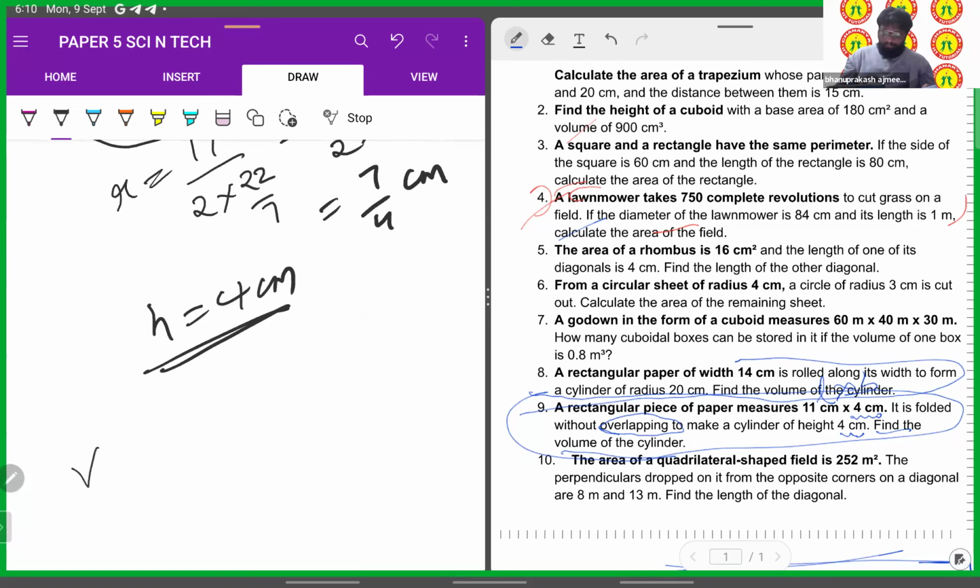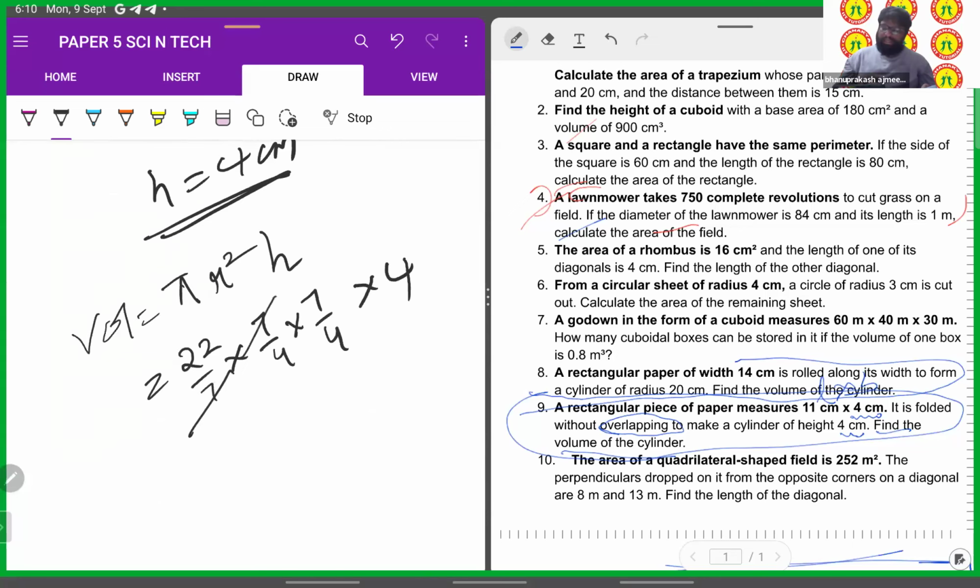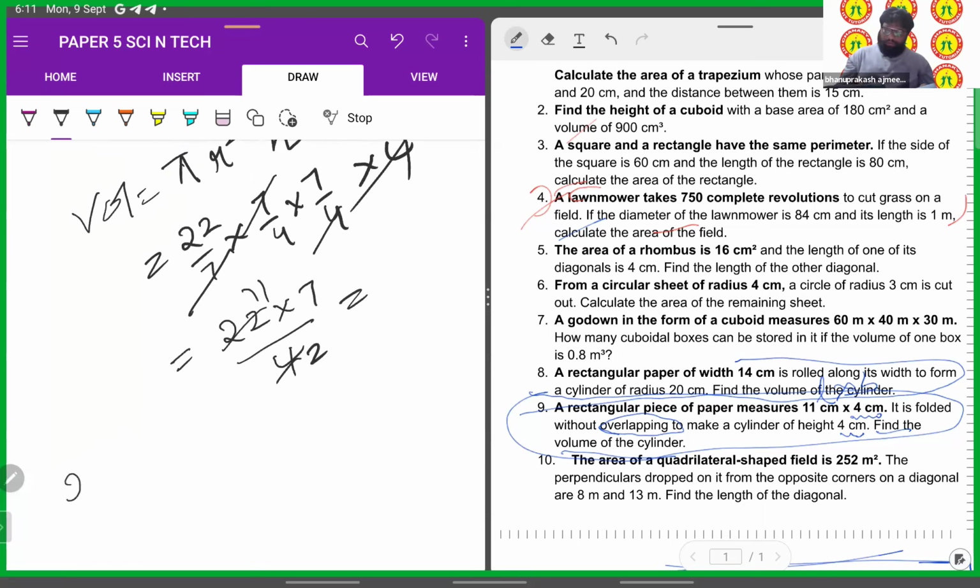So we know what is volume. Volume is equal to pi r square h. So I know 22 by 7, 7 by 4, 7 by 4 into h, that is 4. 7, 7 gets cancelled. 4, 4 will get cancelled. And what am I left with? 22 into 7 by 4. Correct. So 2 11s, 2 2s. So that would be equal to 2 7s.